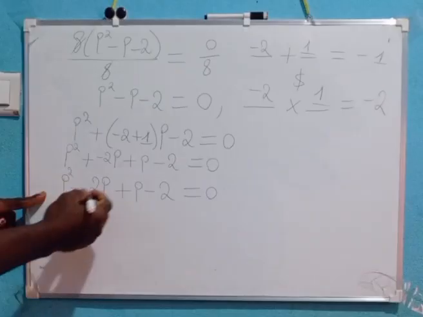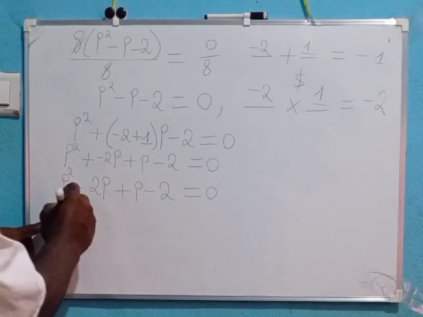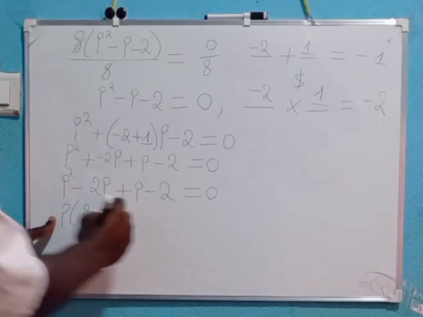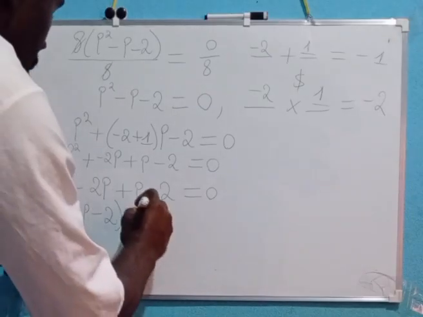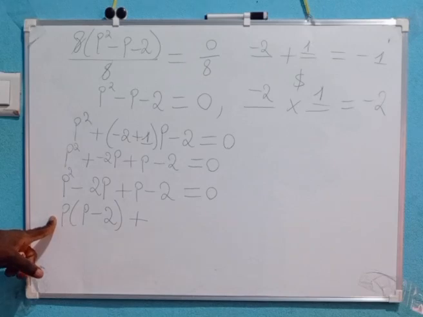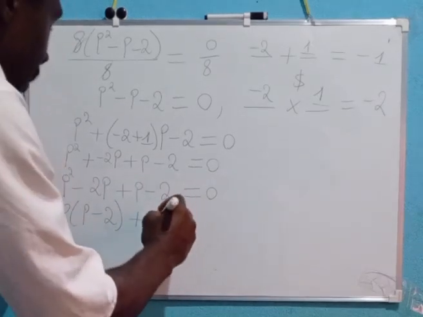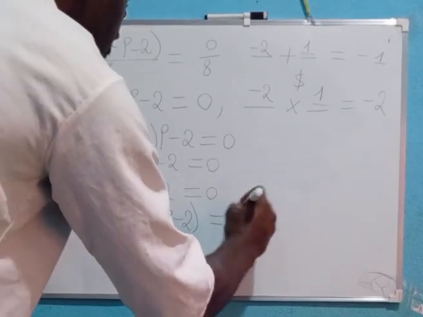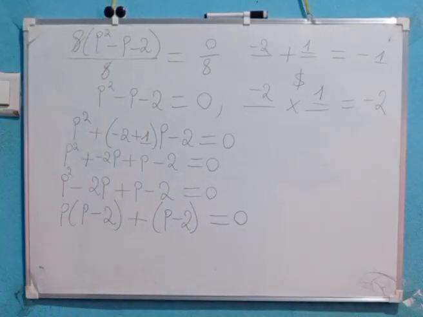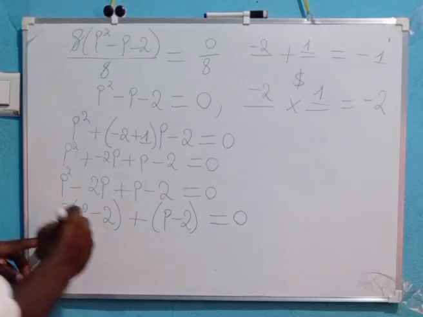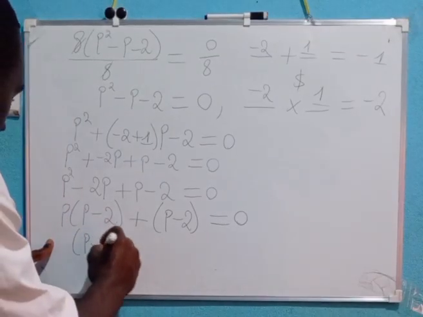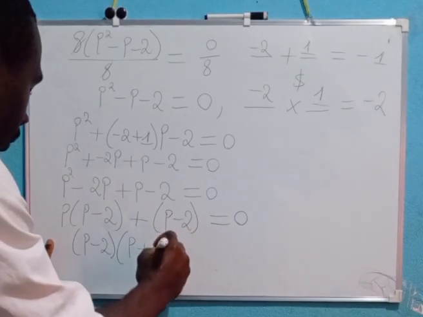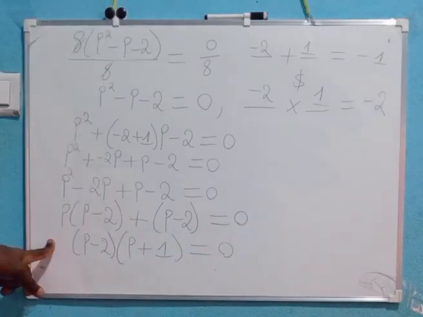We are going to take the first pair, we factor out p. P times p gives us p squared. P times negative 2 gives us negative 2p, plus the next pair we are going to factor out 1. 1 times p gives p. 1 times negative 2 gives negative 2 is equal to 0. We have two terms, and in the two terms we have p minus 2 is common. We are going to factor out p minus 2 times p plus 1 is equal to 0.